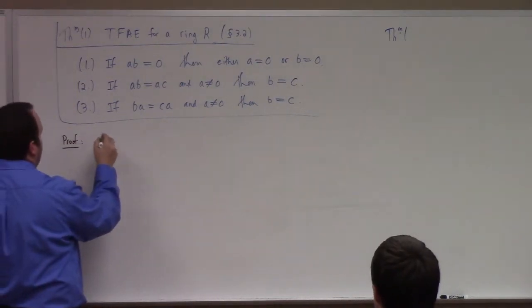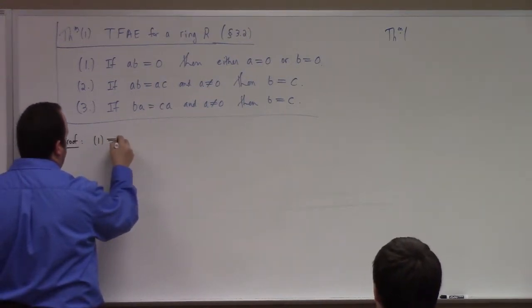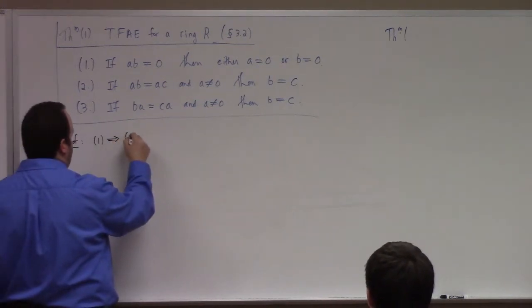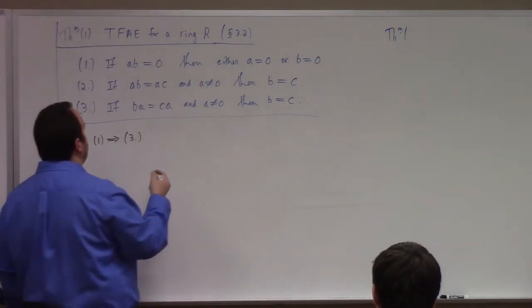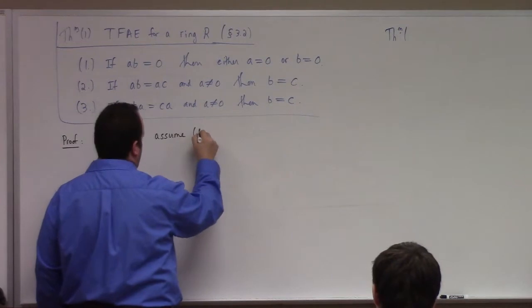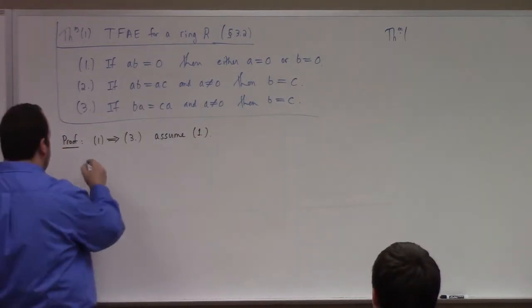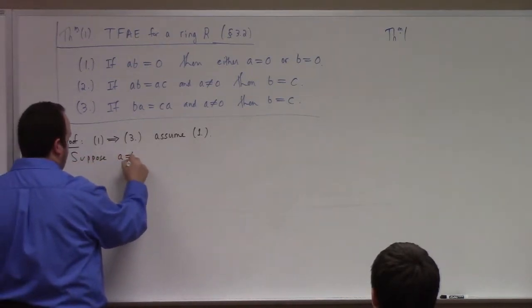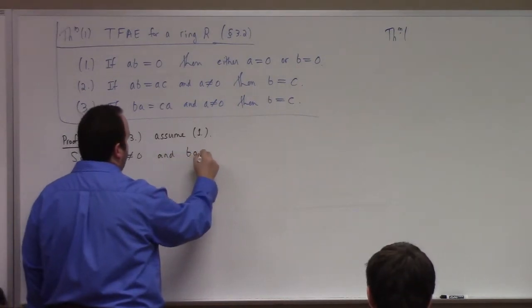So I'll look at the proof that 1 if and only if 3, and the proof that 1 if and only if 2 is somewhat similar. So let's look at 1 implies 3. Assume 1 is true. So what should we do then? We should say suppose A is not equal to 0, and BA is equal to CA.